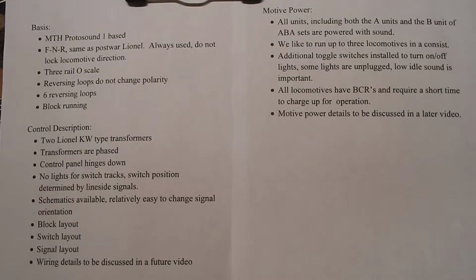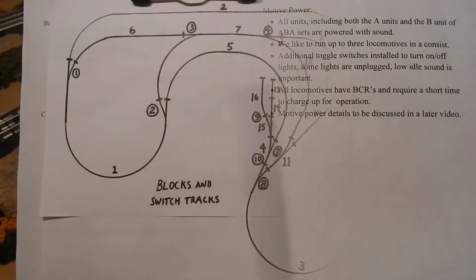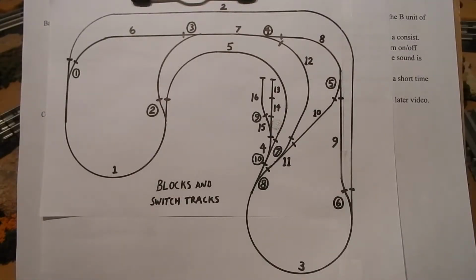Okay, back to our topics list. Now we have the block layout, switch layout, and signal layout. So there's kind of a messy diagram prepared to show some of those details. This is a diagram of the layout with the track block numbers placed on there, as well as how they're laid out, and the switch track numbers.